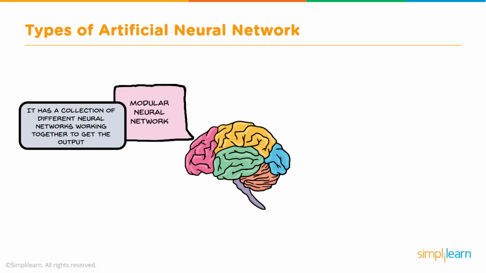Modular neural network. It has a collection of different neural networks working together to get the output. So, wow, we just went through all these different types of neural networks, and the final one is to put multiple neural networks together. And I mentioned that a little bit when we separated individuals in a larger photo, and then do the facial recognition on each person. So one network is used to separate them, and the next network is then used to figure out who they are and do the facial recognition.